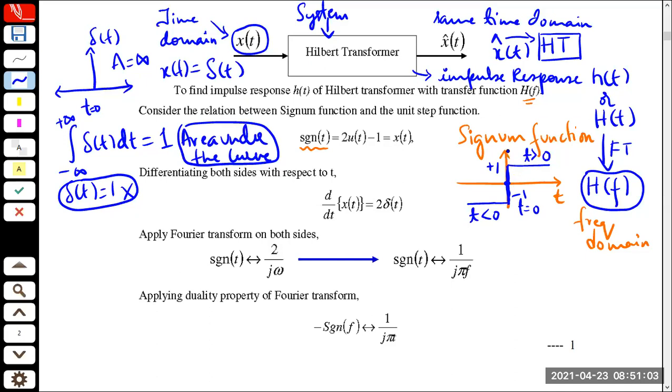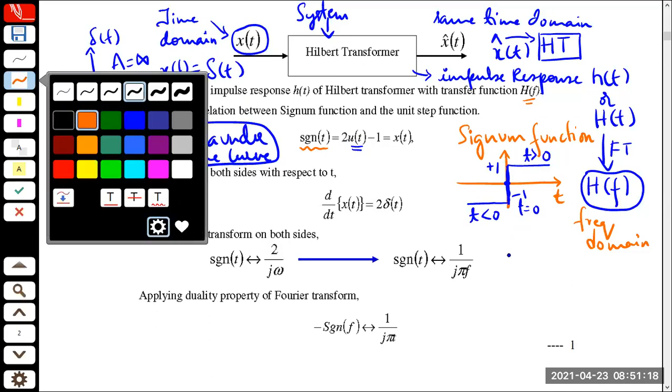Now, how can I relate this signum function with the unit step function, where u of t is called the unit step function? And how exactly does the unit step function look like?